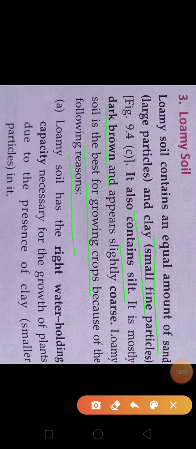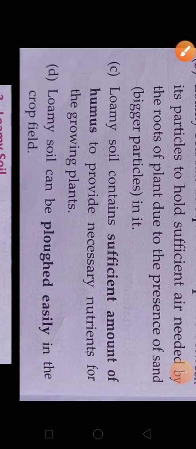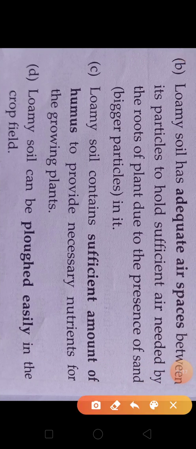The first reason is that the loamy soil has the right water holding capacity that is necessary for the growth of the plants. Okay, so it is not the highest, not the lowest, it is a good or right water holding capacity. That's why more plants can easily grow in the loamy soil. Okay, next, it has adequate air spaces between its particles, so the air can easily reach, and that is also a good advantage.